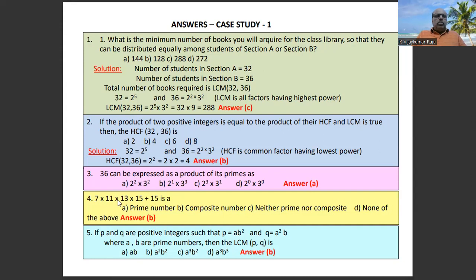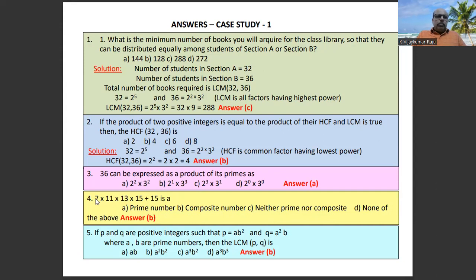7 into 11 into 13 into 15 plus 15: is it a prime number, composite number, neither prime nor composite, or none of the above? Now you see, what is a prime number? A prime number is a number which has only two factors, that is 1 and the number itself.